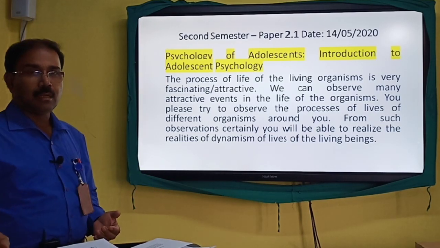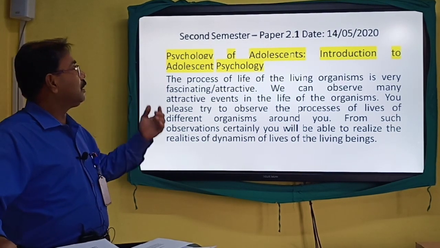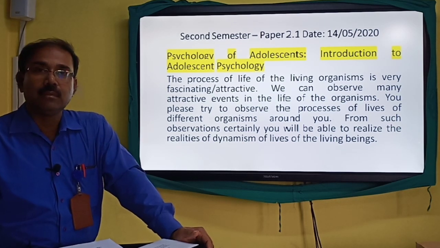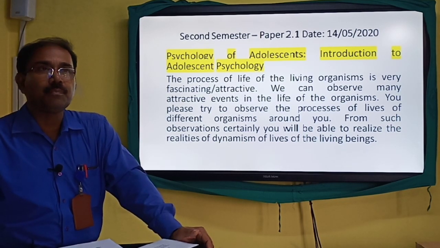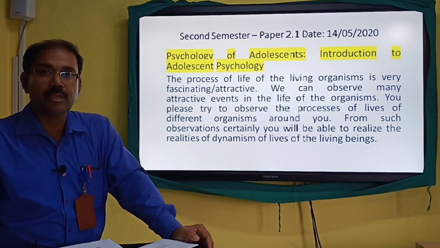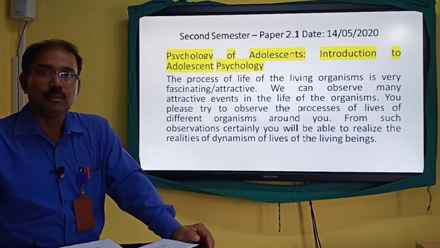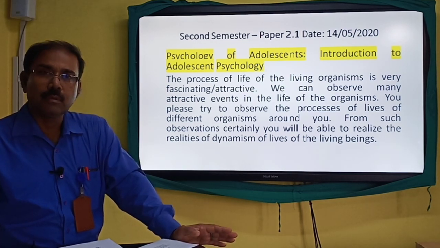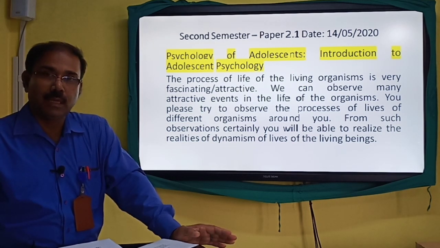We are to take one class today for the students of second semester. And you see, in second semester, we are to study two papers: paper number 2.1 and 2.2. Paper number 2.1 is Psychology of Adolescence.